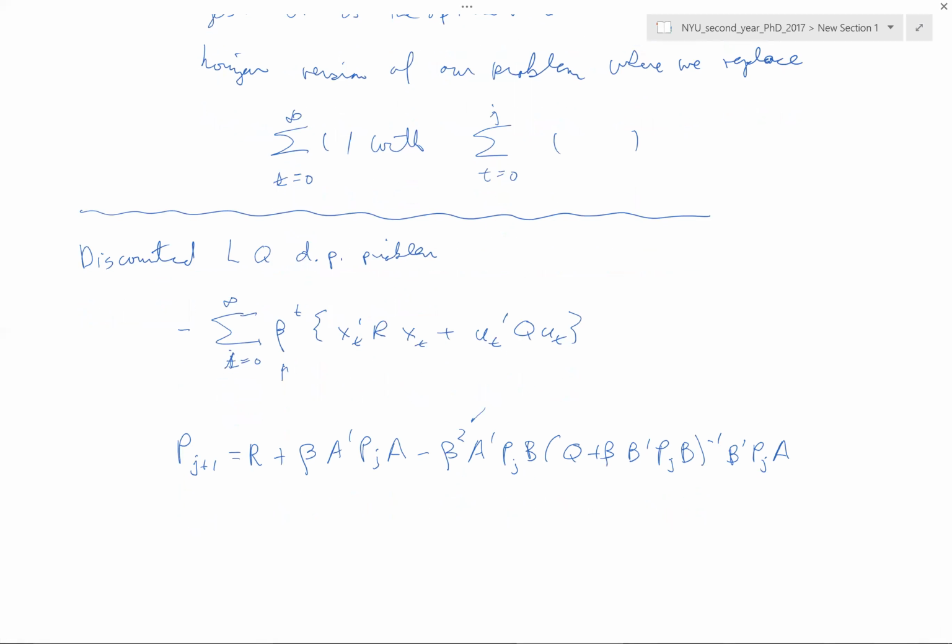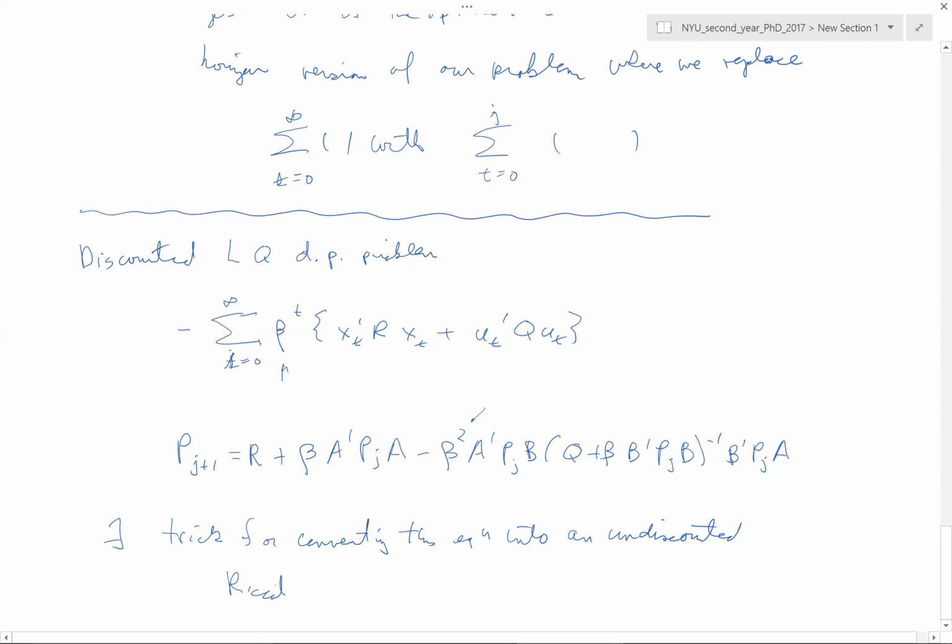Okay, so that's it. So iterations on this. And there's a computational trick. I'm going to say there exists a trick for converting this equation into an undiscounted Riccati difference equation. That's a valuable thing to know that exists. I might later point you to some places where that's done.